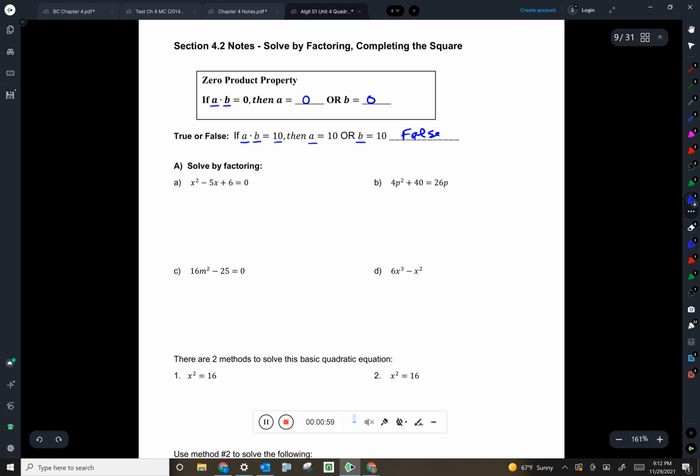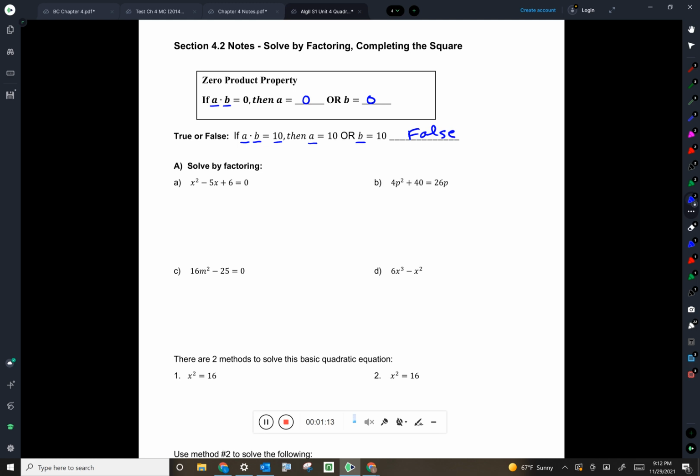You may think, okay, well, why are you even talking about this? Well, because later on when we get into some solving, you'll notice people are going to try and say it's true for other numbers, and it's just not. Okay, so that brings us to, now that we know how to factor, how to solve equations by factoring.